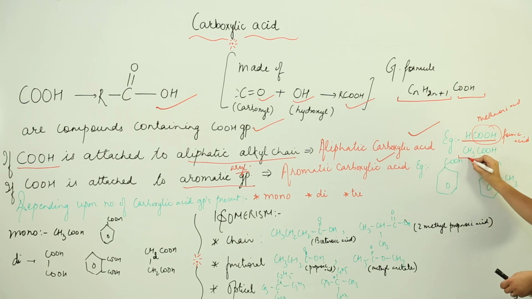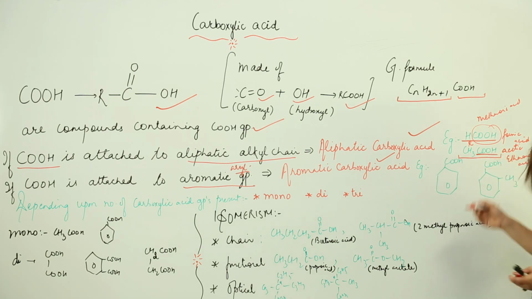And one more, CH3COOH. So this is my R. R means any number of carbons in a carbon chain, and there is a functional group, that is carboxylic acid. Its common name is acetic acid, and the IUPAC name is ethanoic acid. Again there is no ring present, so it is also a member of aliphatic carboxylic acids.